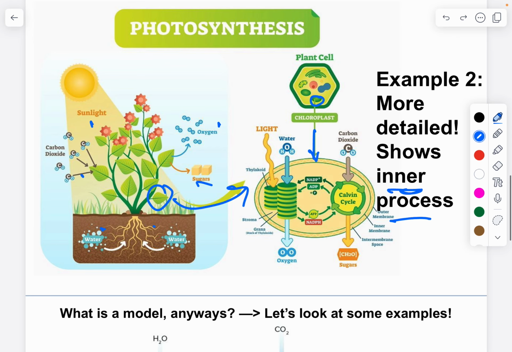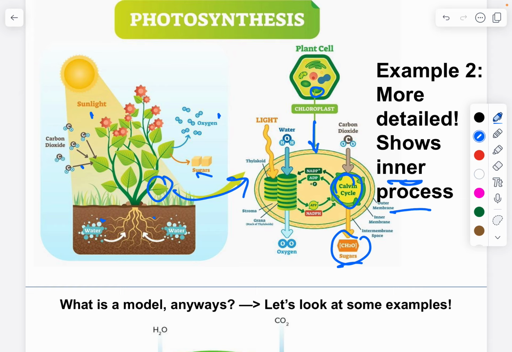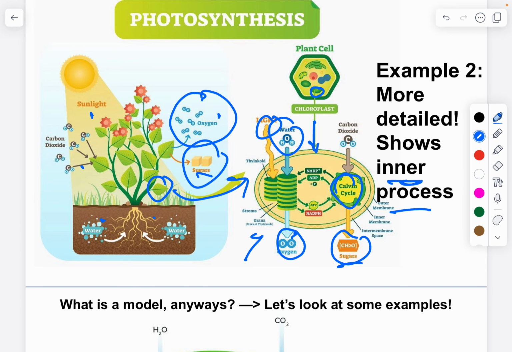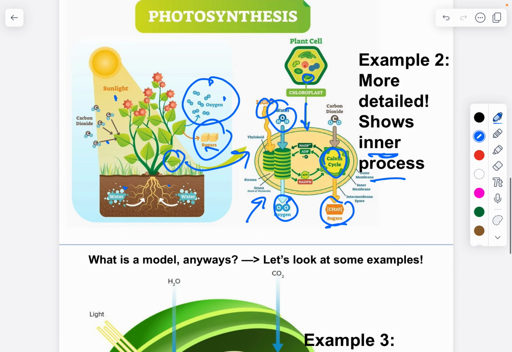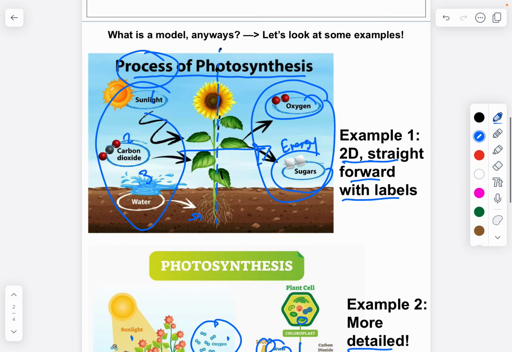It looks like there's something called a Calvin cycle that is happening here that is taking CO2 and making CH2O. Very interesting. This is a kind of sugar. And then it's taking the water and light and turning it into oxygen. So you can see how it is making this and this on the inside. Now that's pretty cool, and that's a more detailed model compared to the first one.